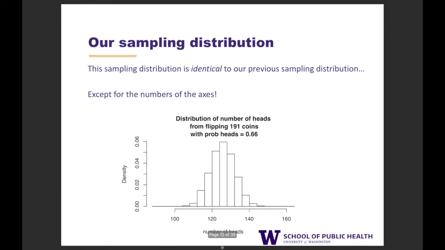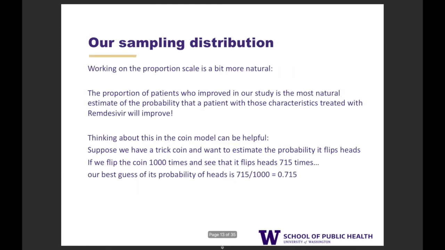I think working on the proportion scale rather than the number scale is a little bit more natural. In particular, this is because, remember, we talked about parameters and estimators. Parameters are functions of nature. Estimators are summaries of our data. And with our estimators, we want to estimate our parameters.